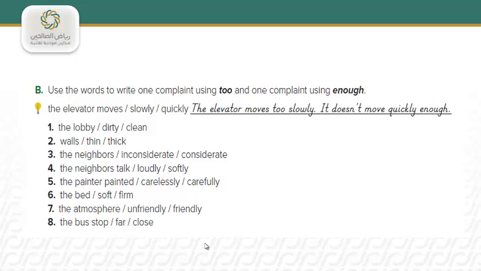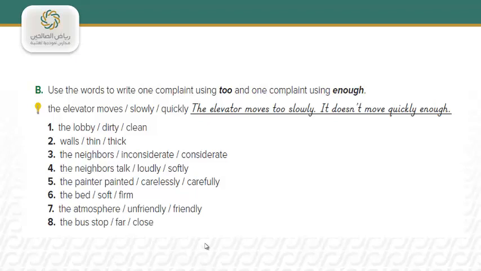The lobby, dirty, clean. Can we write this? Of course. The lobby is too dirty. It is not clean enough. The walls, thin, thick. Again, the walls are too thin. They are not thick enough.